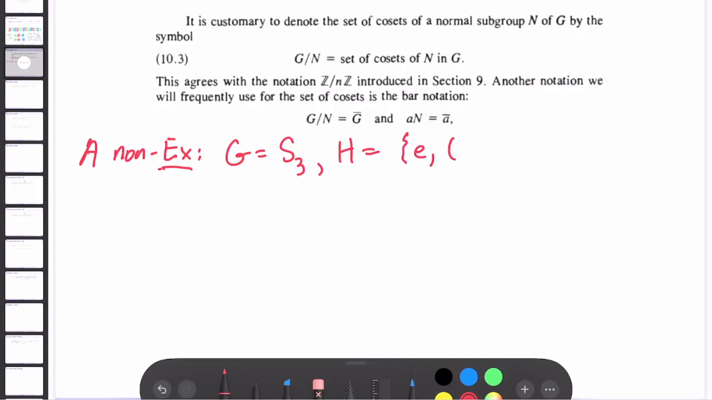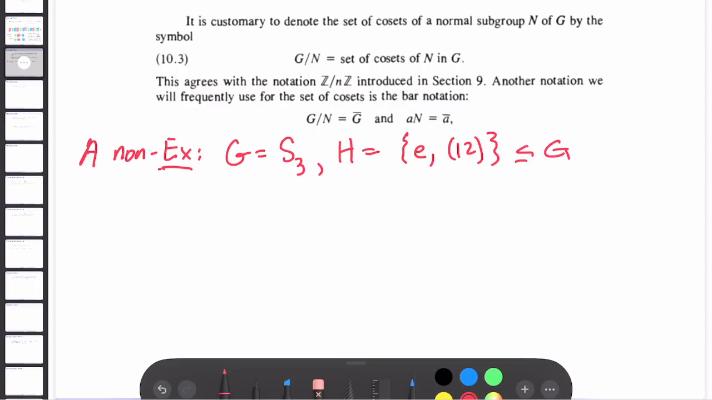Remember S3 is the group of permutations on 3 letters, and so I'm saying, what if we just look at the element that swaps the first 2 things in the list? Of course, that is a transposition. So if you multiply it by itself, you swap them and then swap them again, you get back to the identity. So this thing right here is a subgroup, and it's a perfectly good subgroup.